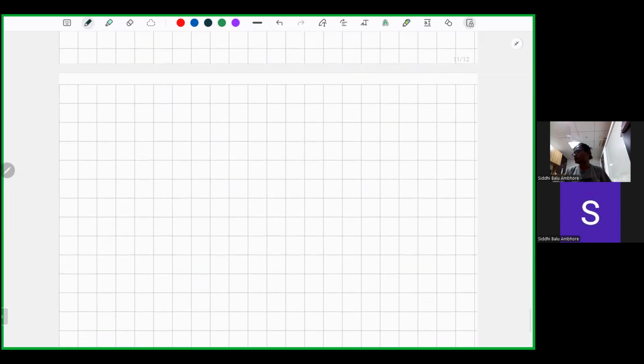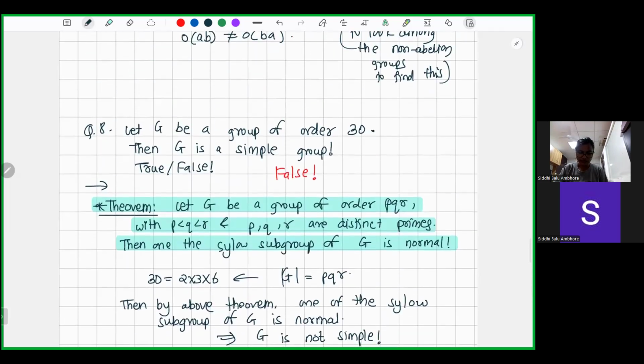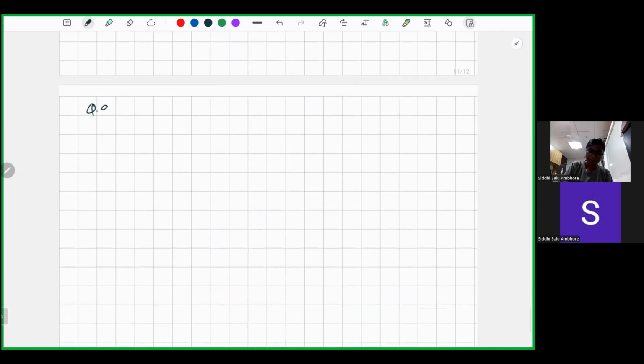So next is this one which I wanted to do. So I think this is question 9. Again, this is true or false. And the question is, the group A5 is simple. This is what is asked. I hope you know what is A5.